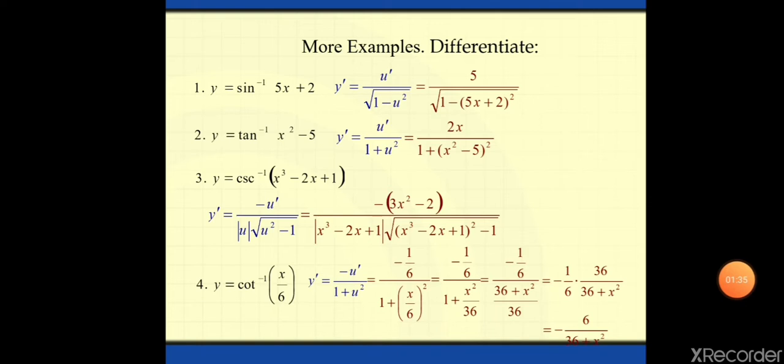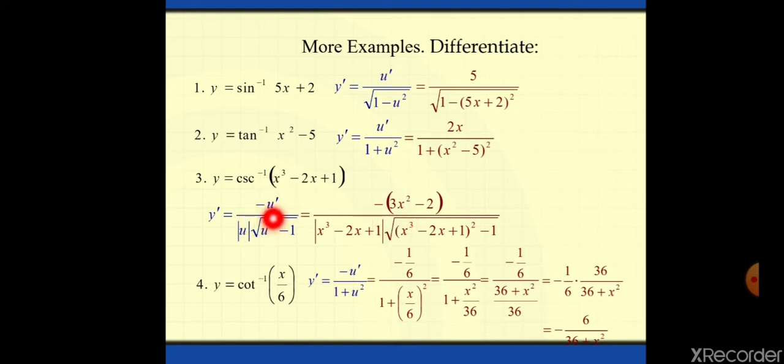If you wanted to find y prime of each of the following functions, you have to write the rule, and you can substitute in this rule directly, where u here is 5x plus 2. Here u is x squared minus 5, and in this problem u is x to the power 3 minus 2x plus 1. Just direct substitution in the rule. You just have to write the rule and substitute here.